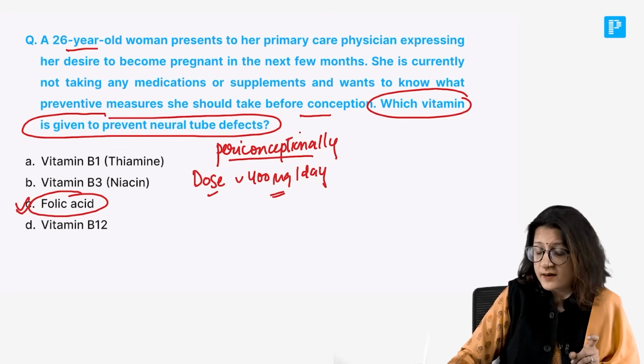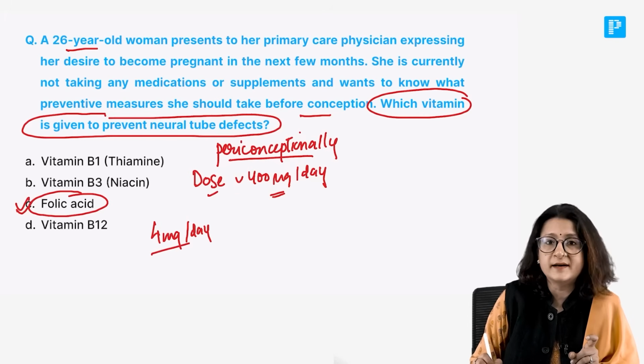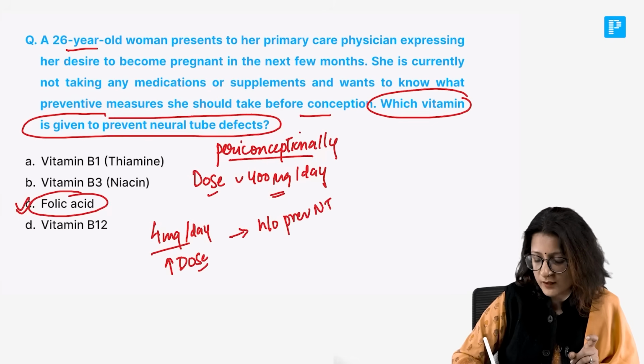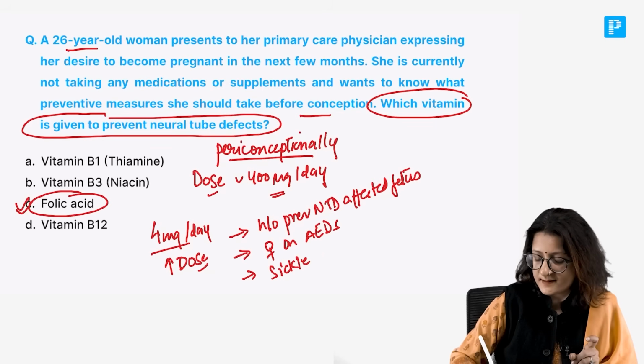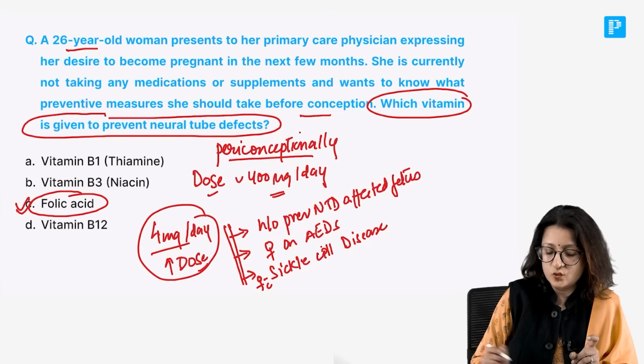400 micrograms per day. Also remember, the dose is increased to 4 milligram per day. Increased dosages are given for those who have history of previous neural tube defect affected fetus. Also note if there is a woman who is on anti-epileptic drugs. Also note that woman with sickle cell disease. These are the 3 most important situations where increased dose is given.